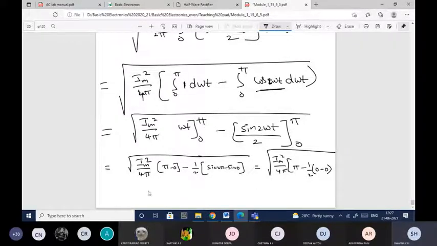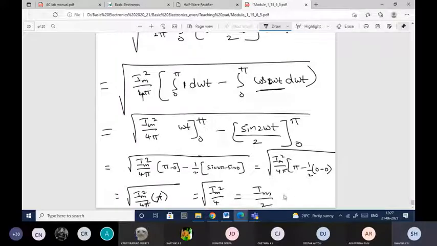Okay, so this will be equal to under root of Im square by 4 pi into pi, because anyway half into 0 will be 0 only. So this pi and this pi will get cancelled. So I will just remain with Im square by 4. So Im square by 4 under root is nothing but Im by 2. So finally I've got the IRMS value is nothing but Im by 2. Okay, for the sinusoidal signal it is Im by root 2, but for the pulsating DC signal it is Im by 2. Okay, so this is your IRMS value.